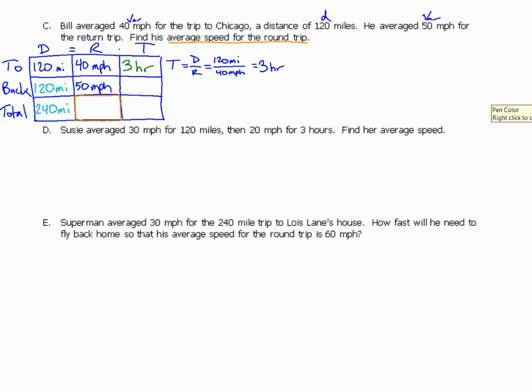Can we figure out how long it takes us to get back from Chicago? It's going to be the same thing, same formula. Time equals distance divided by how fast were we going. 120 miles divided by 50 miles per hour. We're making it out of town a little bit faster. And we come up with 2.4 hours.